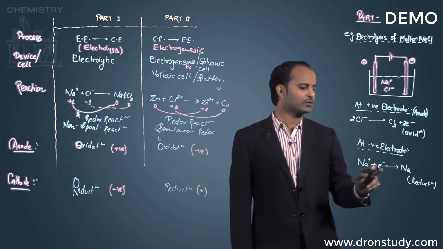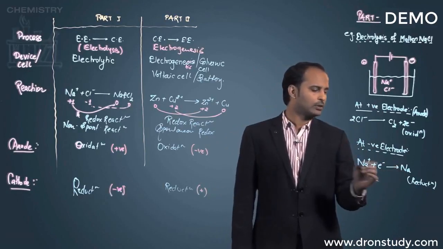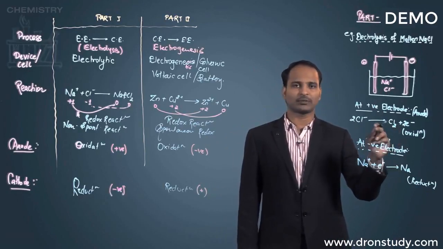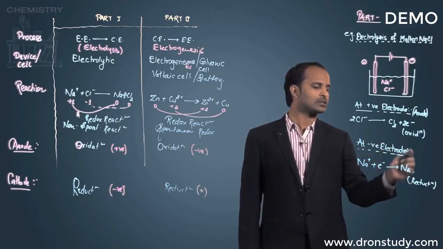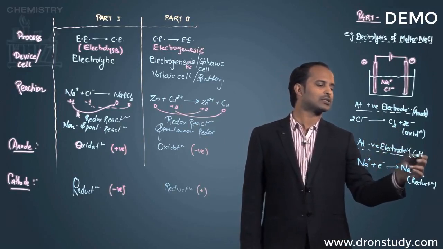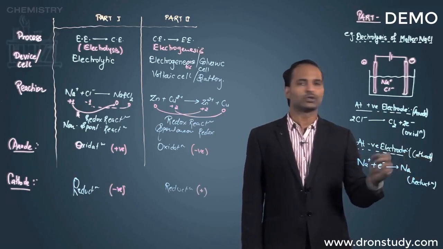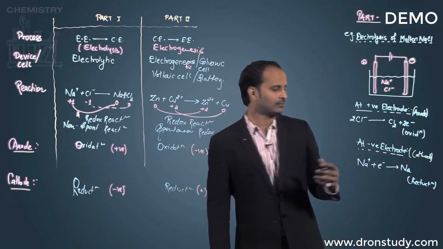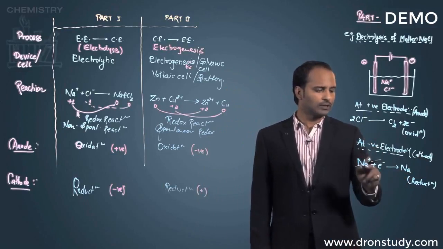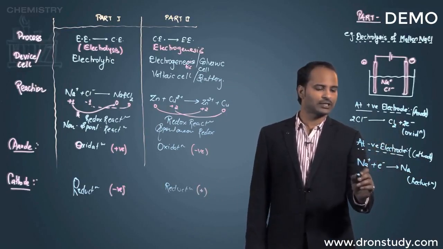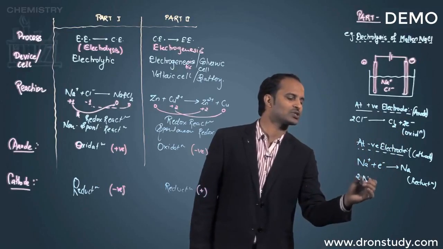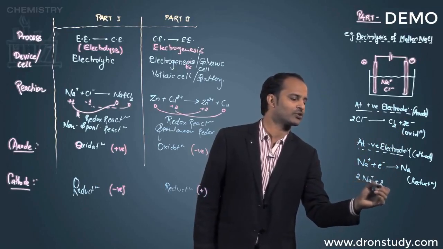So Na+ plus an electron gives sodium, but ultimately I will add both reactions to get the overall reaction. Since reduction is going on, this is the cathode. To get the overall reaction, I'm going to add both, and for the addition the number of electrons should get cancelled, so I'm multiplying this by 2, only for the cancellation of electrons.